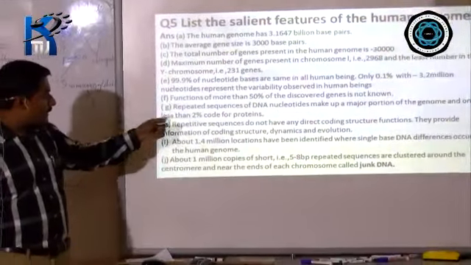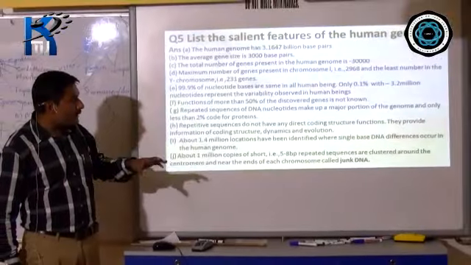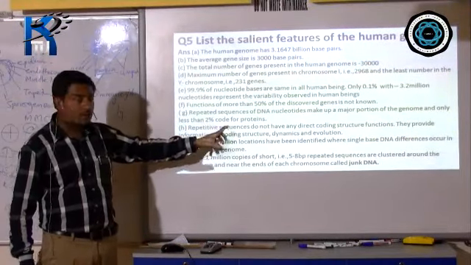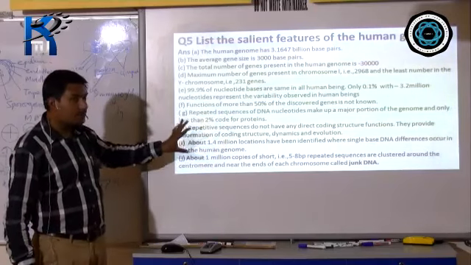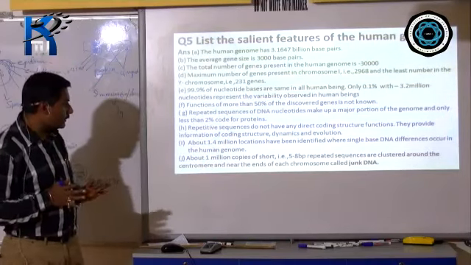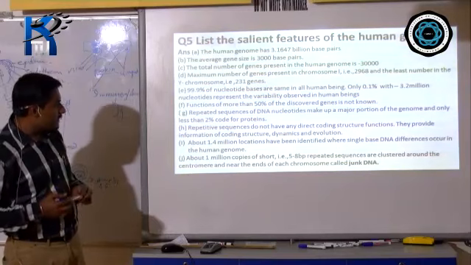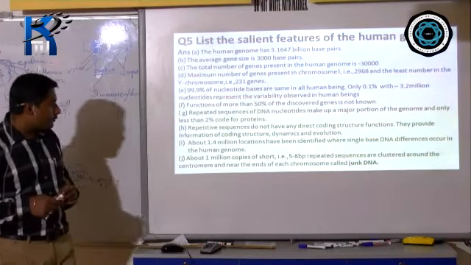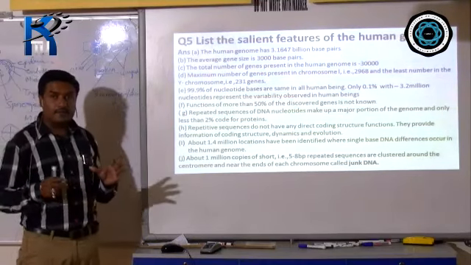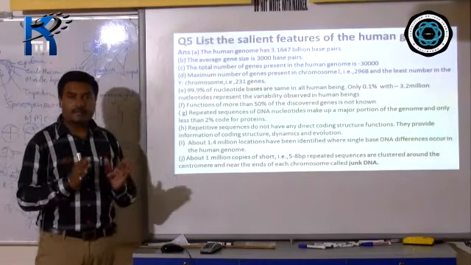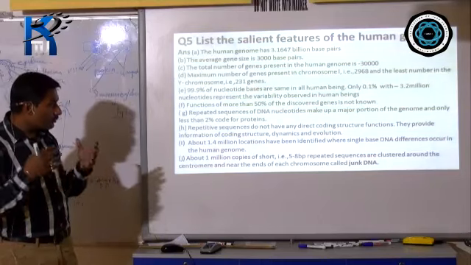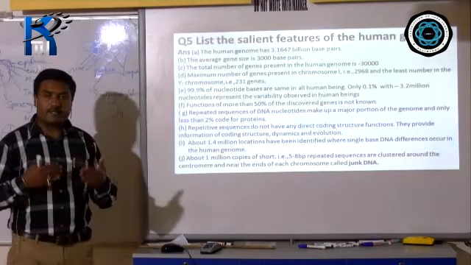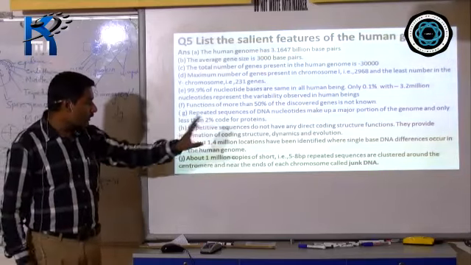Repeated sequences of DNA nucleotides make up a major portion of the genome, and only less than 2% code for protein. Repetitive sequences do not have any direct coding function. They provide information on chromosome structure, dynamics and evolution. That means each protein has its own code, they code for a particular protein, and this also plays a very important role in terms of evolution.